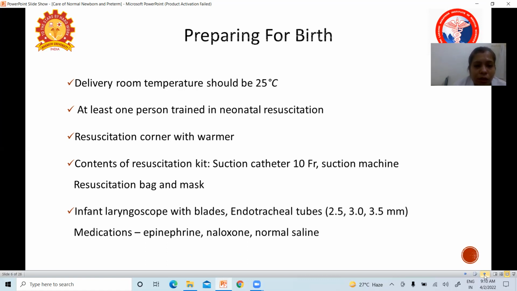Now the contents of the resuscitation kit. We should put a suction catheter, 8 or 10 French, suction machine, resuscitation bag and mask, laryngoscope with different sizes of blades, endotracheal tube 2.5, 3.5 mm.